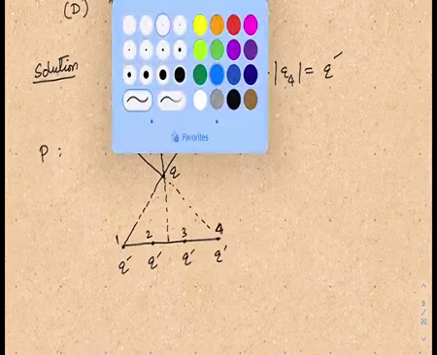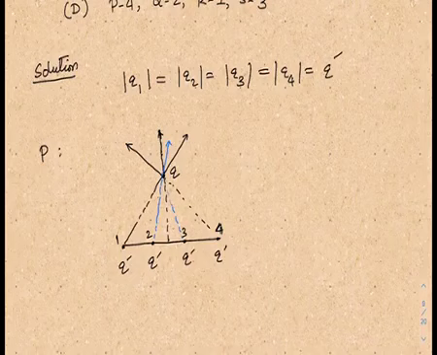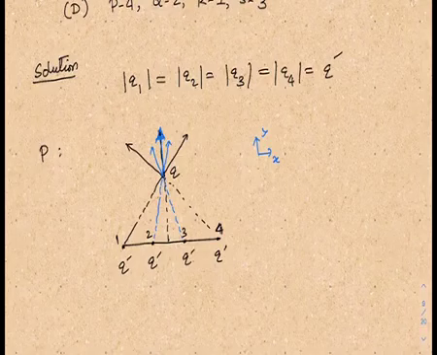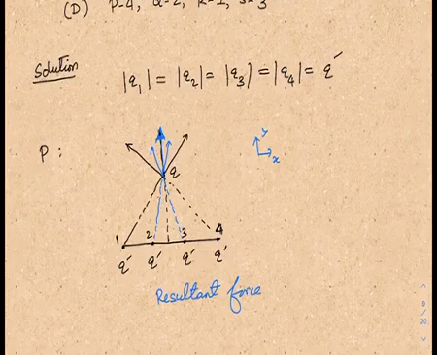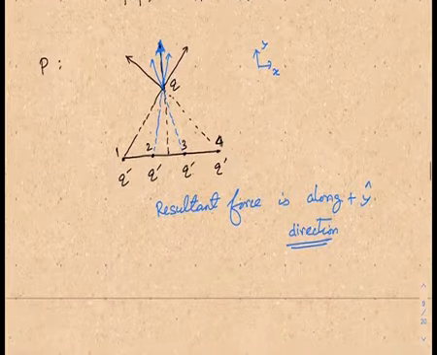Now due to the charges at positions 2 and 3, this would be along this direction, and this would be along this direction. So this would be again along this direction. So this was y cap, y, and this is x. So the resultant force is along the plus y cap direction, in the first situation.